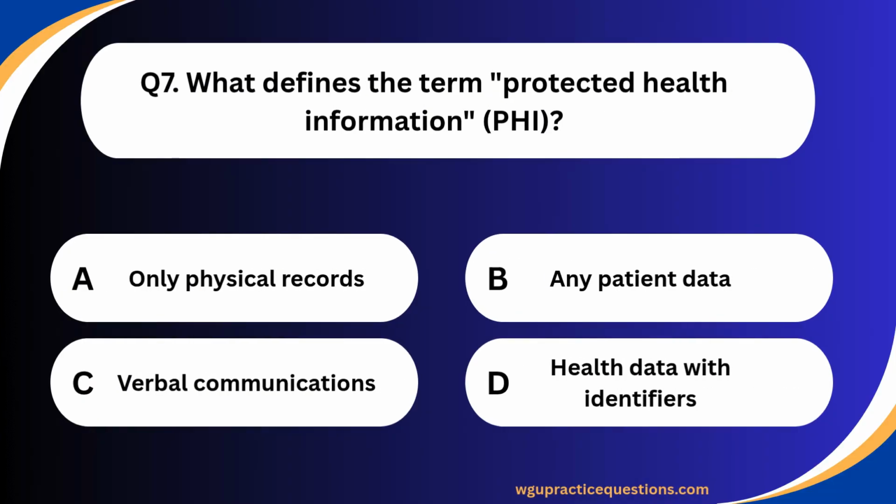Question 7. Which of the following defines the term protected health information, PHI? A. Only physical records. B. Any patient data. C. Verbal communications. D. Health data with identifiers. Which one is the correct answer?